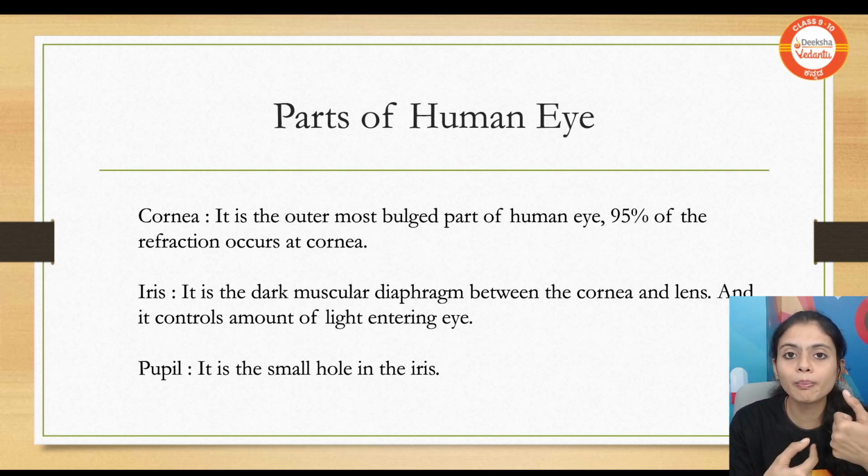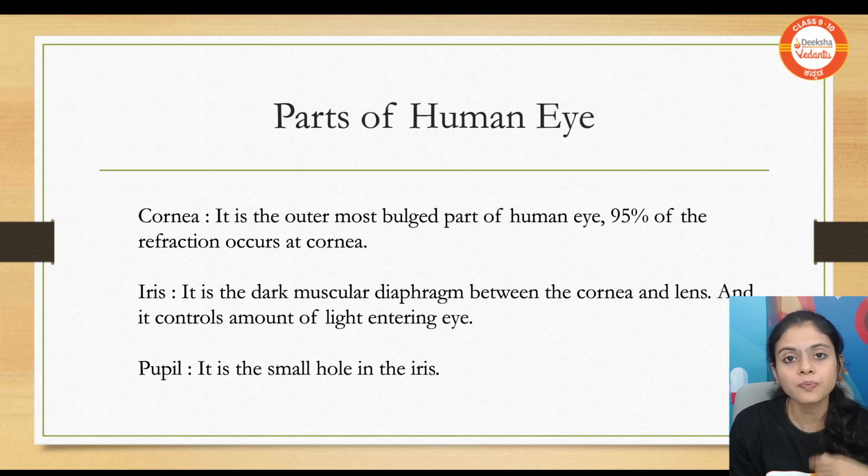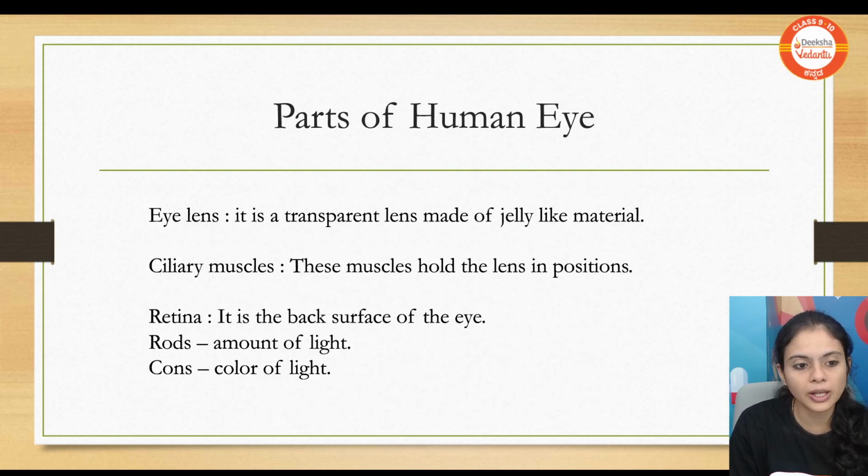Okay, so what is the pupil? A small hole in the iris. This is the iris, and the hole in the middle is nothing but the pupil. The pupil expands and contracts, right? After the pupil, the next is the eye lens.